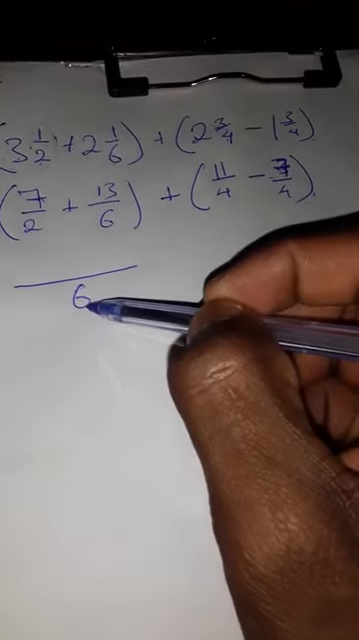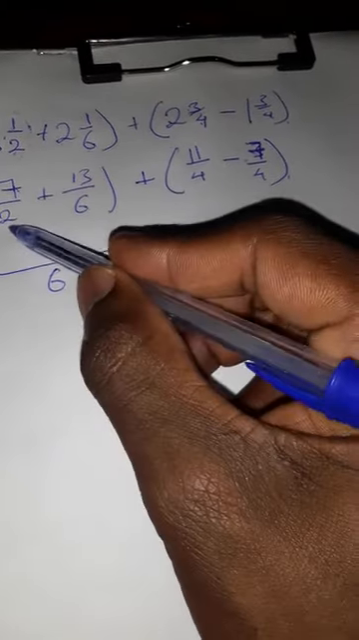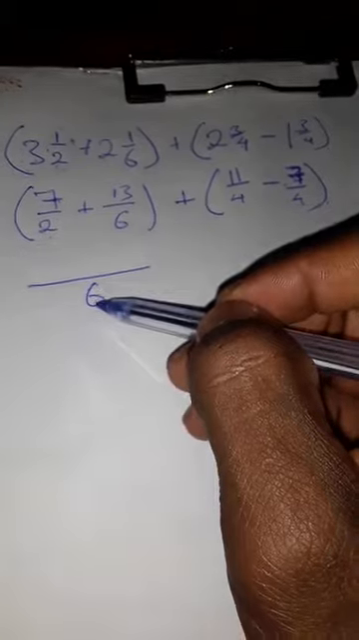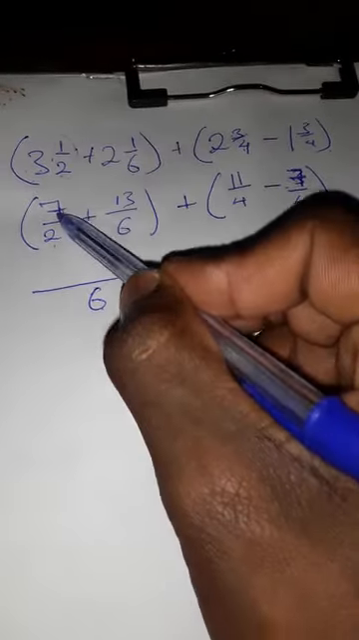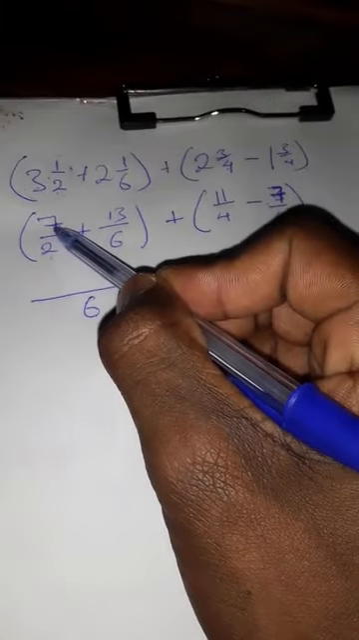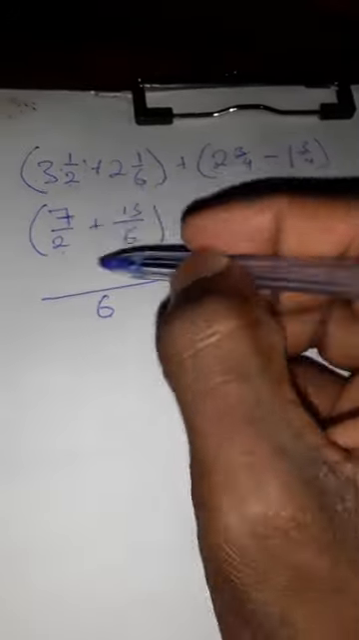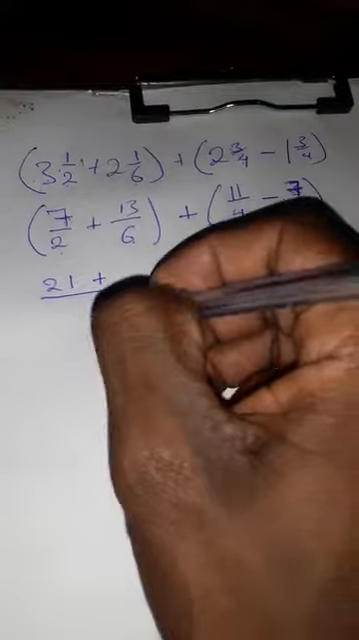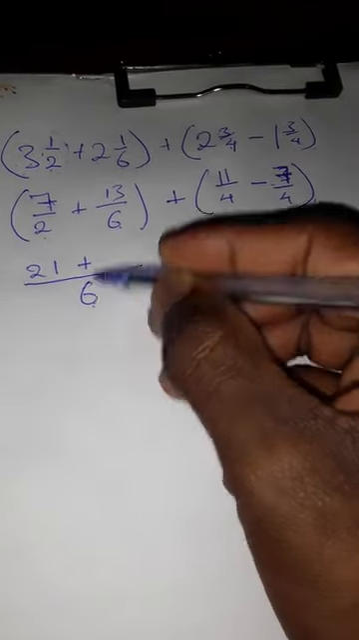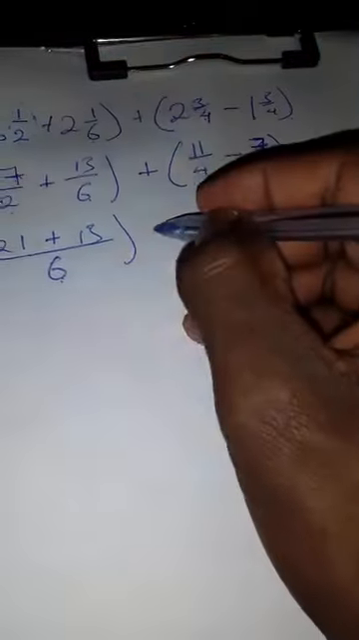So you write this 6, which is your LCM, as the denominator, and then you check now, 2 goes into 6 how many times? That's 3 times. And then you take that 3, you multiply by this numerator. So 2 into 6, that's 3. 3 times 7 gives you 21, plus 6 into 6, that's 1 times 13, that's 13. That's their bracket there, and then you have plus.